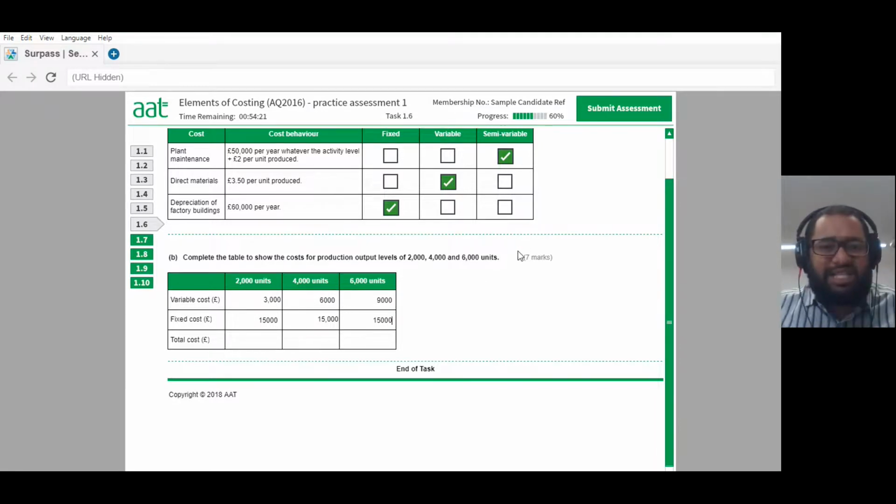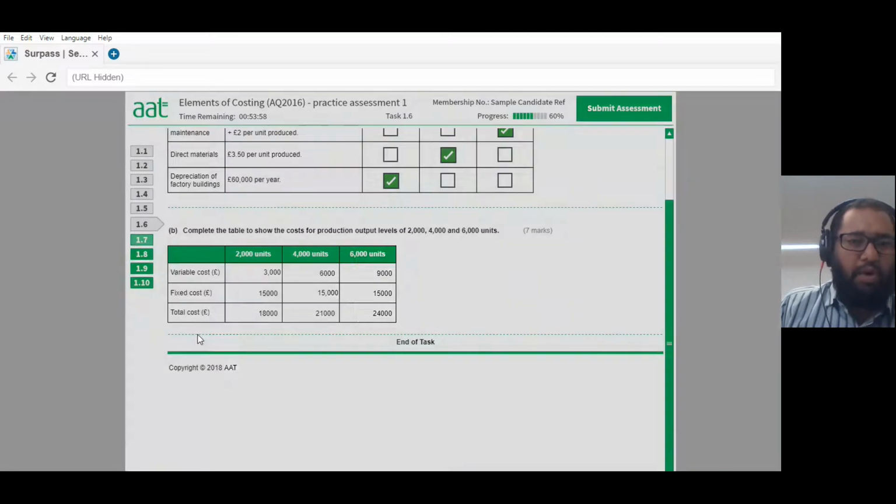Look at that here. 7 marks you're going to get from this, just identifying the variable cost. It changes with the level of production. And then, of course, the fixed cost will not change with any level of production. So add all of those together: £18,000, £21,000, and £24,000. And that will be the answer for this question. Now, 1.7.